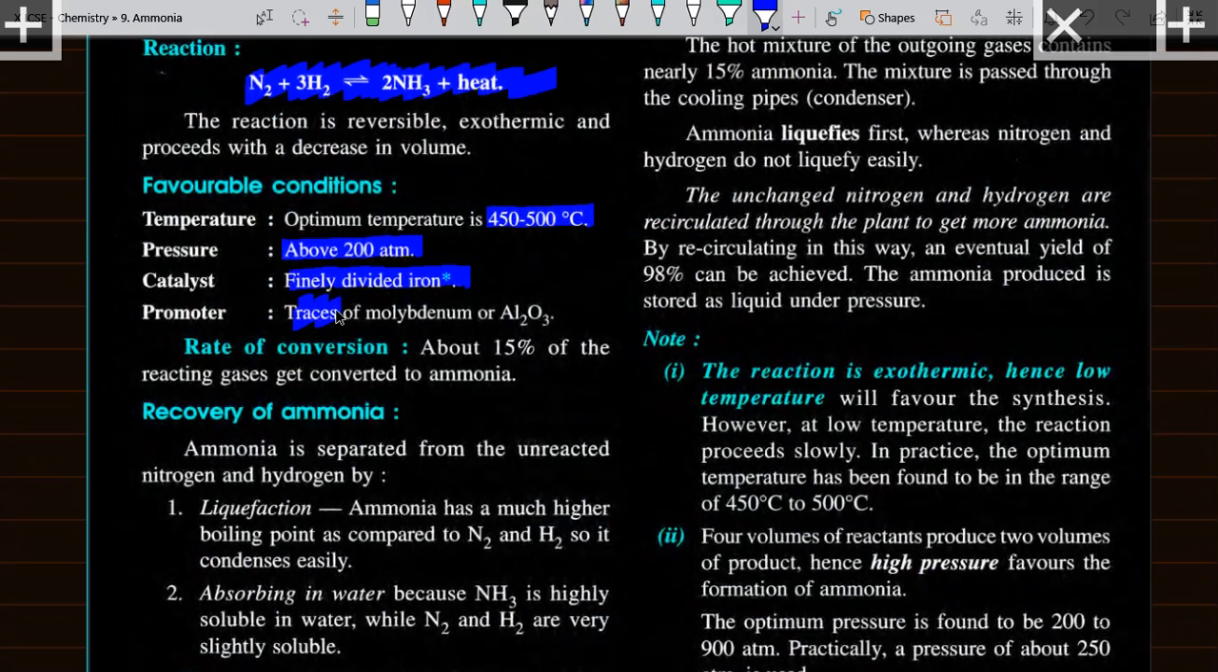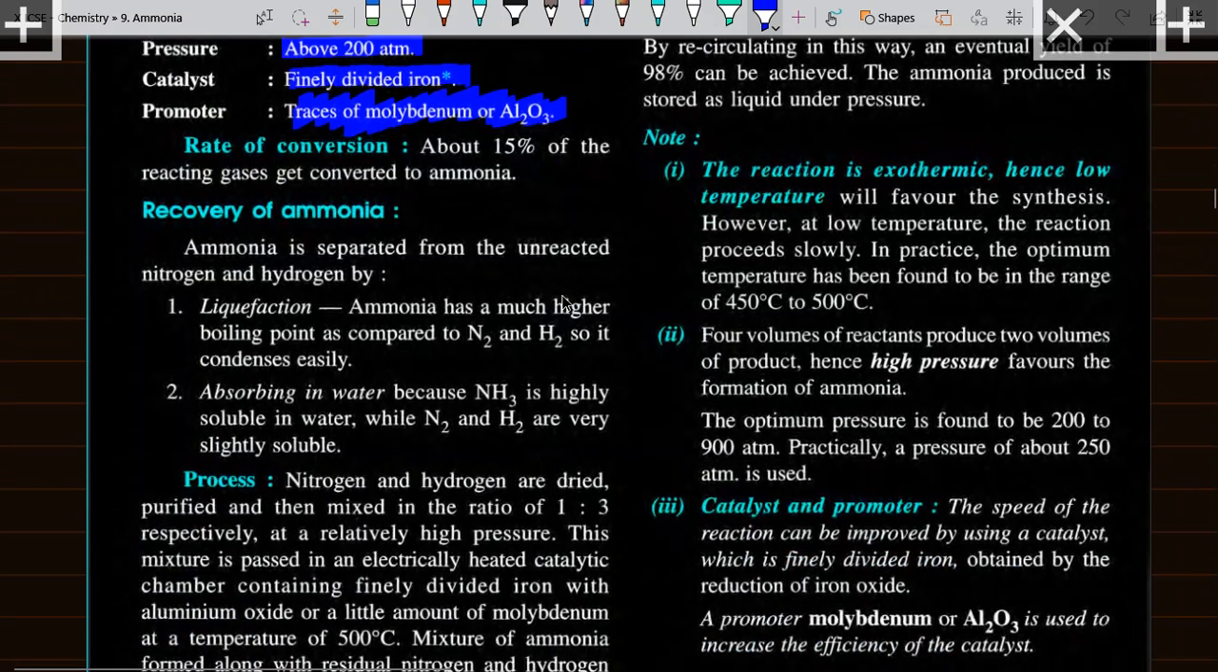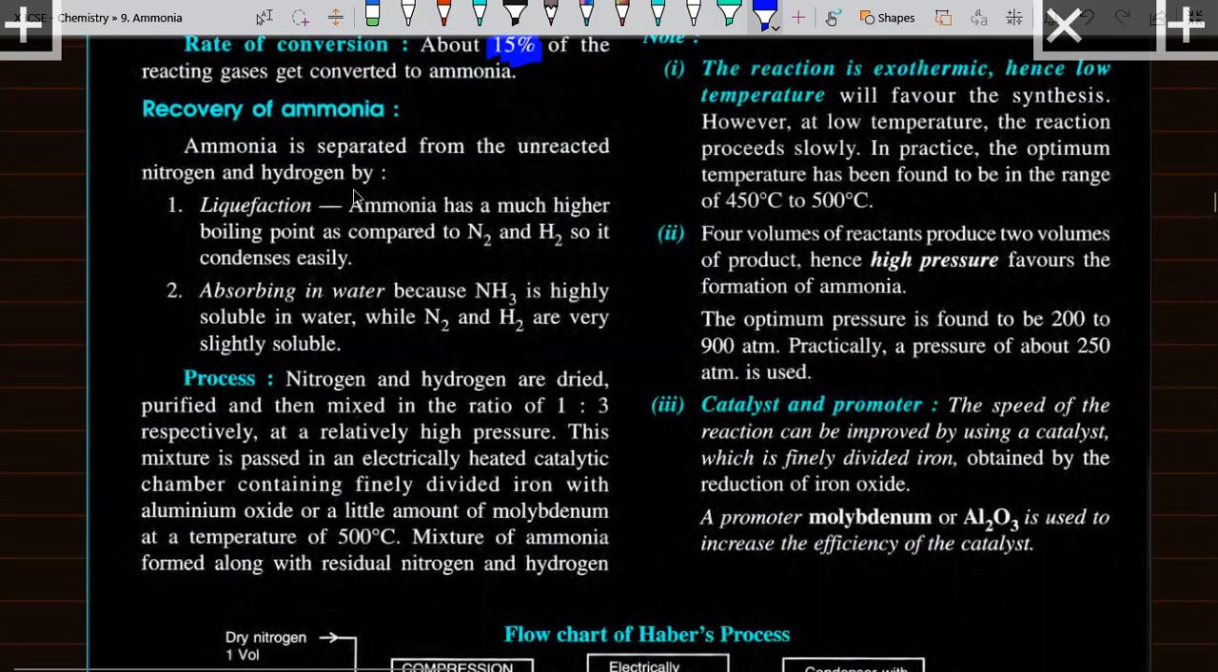Promoter: the traces of molybdenum or Al2O3 act as promoter. Rate of conversion: about 15% of the reacting gases get converted to ammonia. Recovery of ammonia: ammonia is separated from the unreacted nitrogen and hydrogen by liquefaction. Ammonia has a much higher boiling point as compared to nitrogen and hydrogen, so it condenses easily.